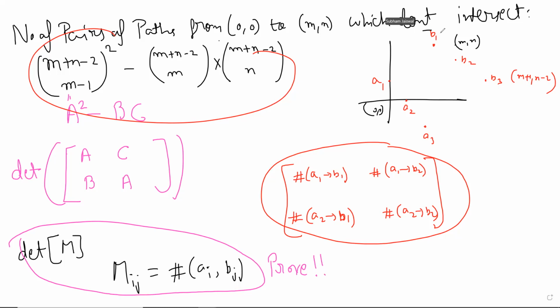So that's the method, but what will the claim be? The claim becomes trivial to make, right? It should be the determinant of the 3x3 matrix, where the ijth entry is the number of paths from AI to BJ. It becomes trivial to conjecture, and you can be confident that it should be true. That is the main thing. Proving is also similar, but the conjecture is easy to make.